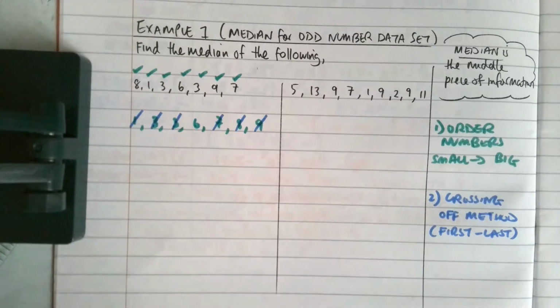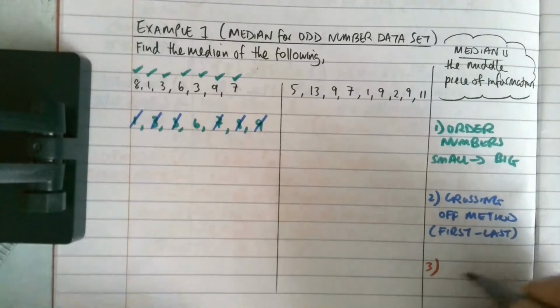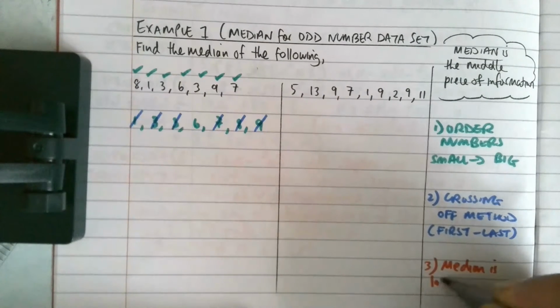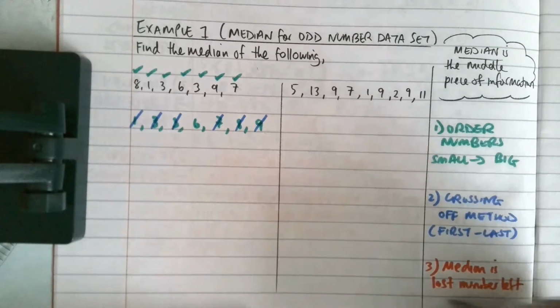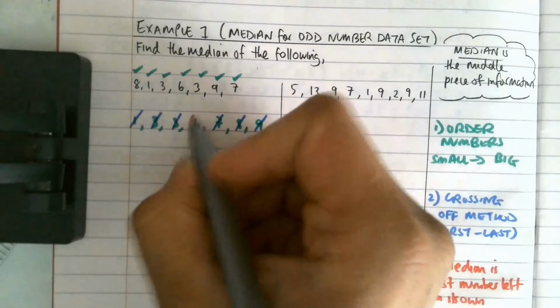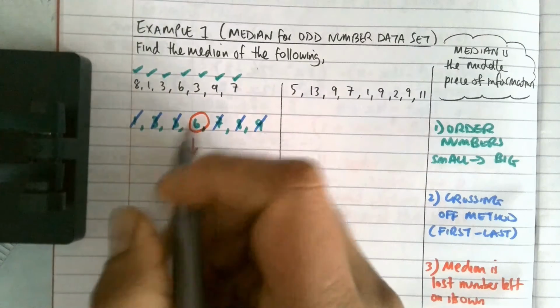Okay, that 1 in the middle is the median, because it's left on its own and it's in the middle, because we've got 3 numbers on either side of it. Okay, so the median is the last number left on its own. So 6 is the median.